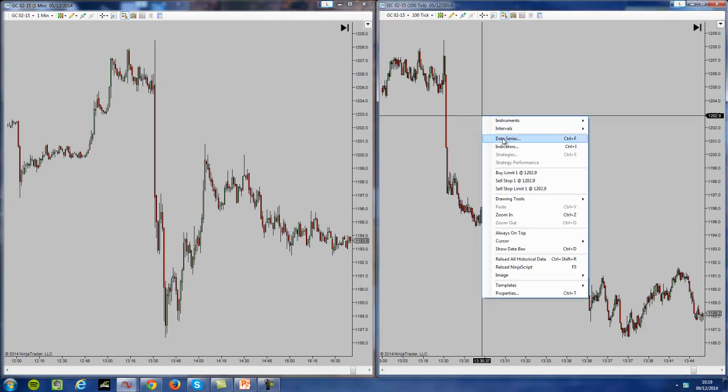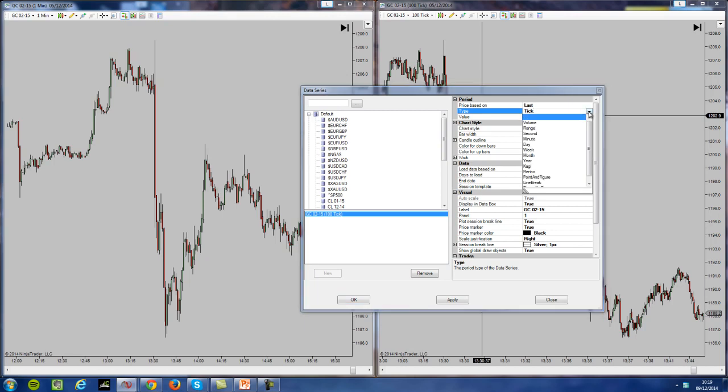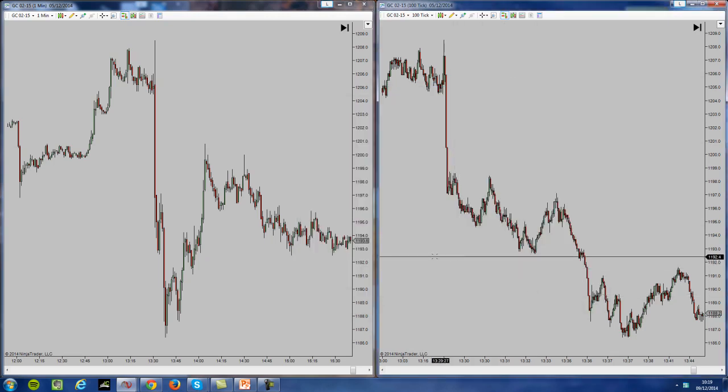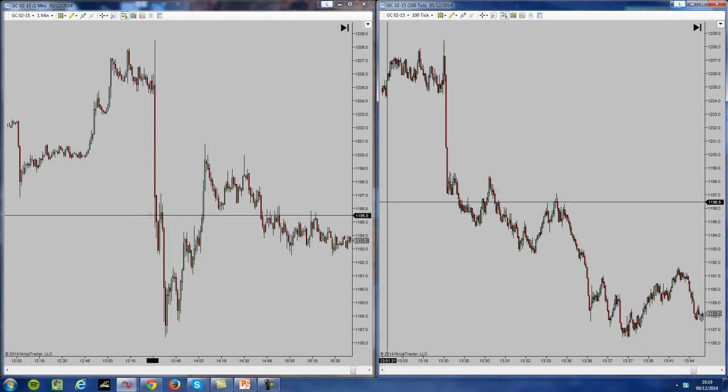And one of the great things about NinjaTrader is you can have anything. So we've got tick charts, we've got volume, range, point and figure, and you can put any value in there. So that's that. Now you'll notice that on the 1-minute chart, this was a non-farm payroll move, and there's a lot of detail missing in the 1-minute chart.